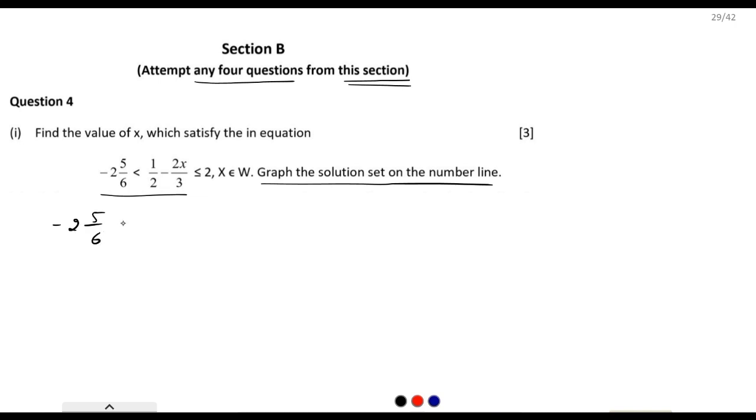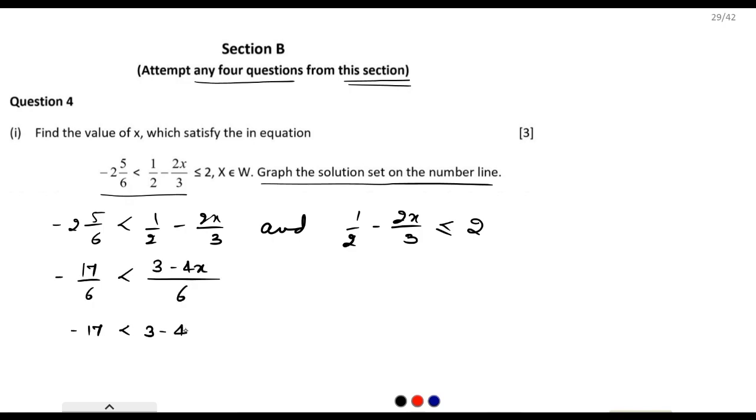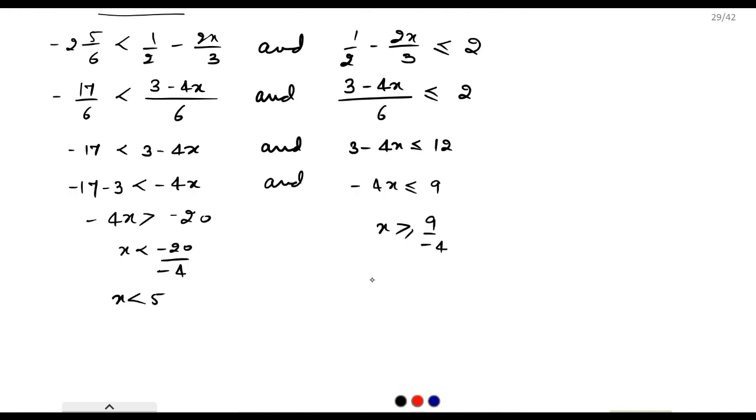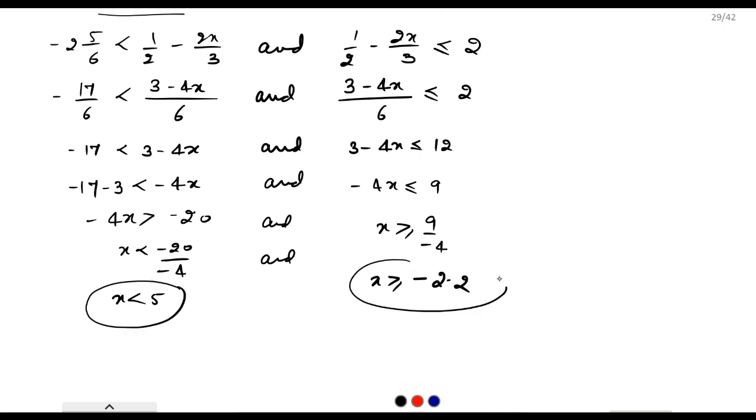This is the combination of 2 inequalities. So we have to find common solution of these 2 inequalities to find the solution of given equation. Solution of first inequality is x is less than 5 and second inequality is x is greater than equal to minus 9 by 4 or minus 2.2. On combining these 2 solutions, we get x is greater than equal to minus 9 by 4 and less than 5.